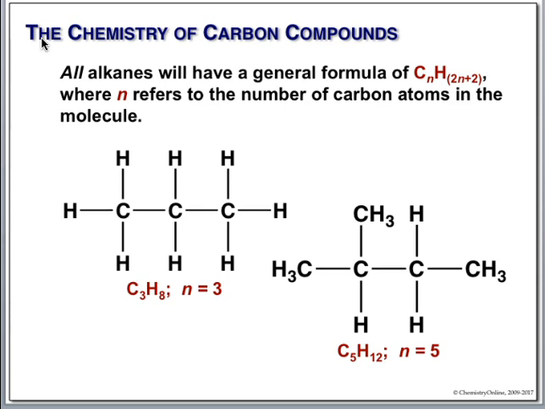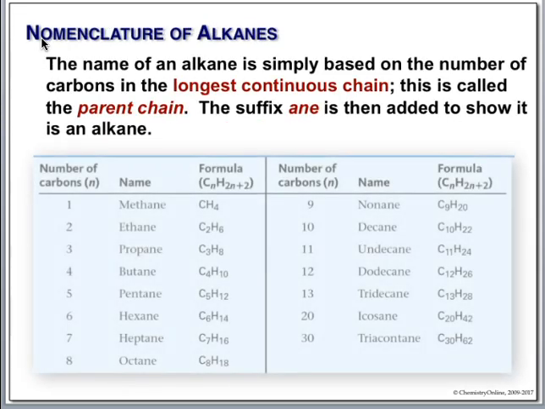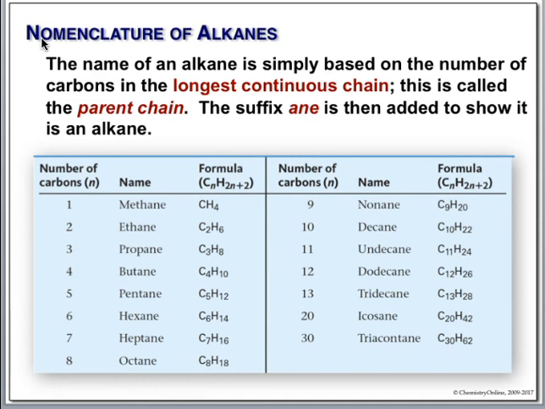Now let's say we have an alkane and we want to call it something. If you were a chemist and you discovered it back in the old days, you could call it George if you want. You can't quite get away with that now, but in the old days you could. Now we have a very systematic way of naming compounds. This is going to be based on the longest continuous chain of carbon atoms. So you're going to look at your molecule and say, what's the longest chain of carbons I can make out of this thing?